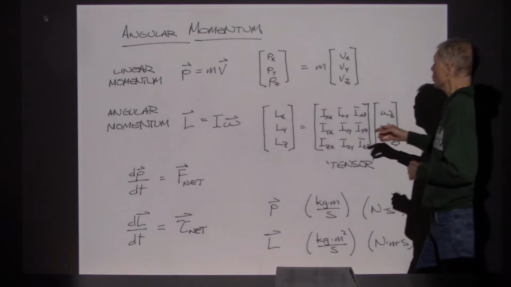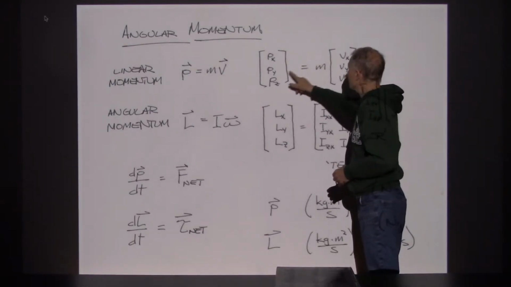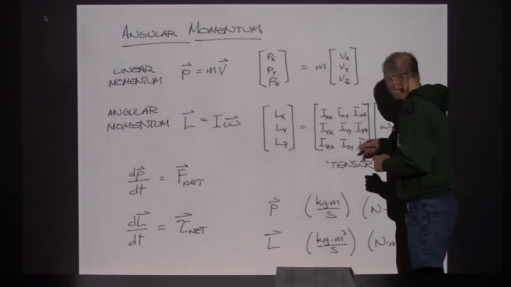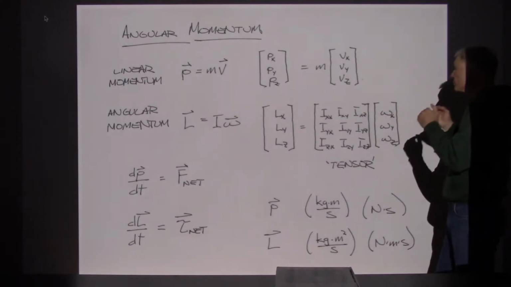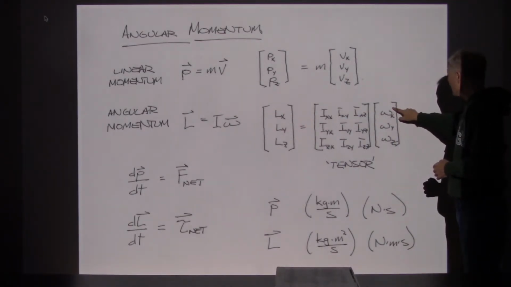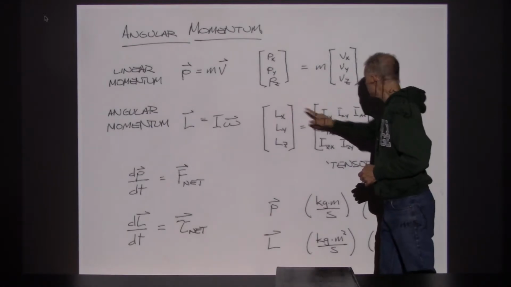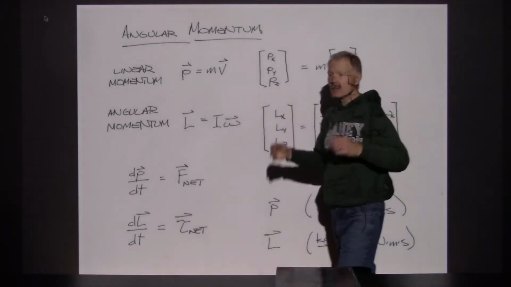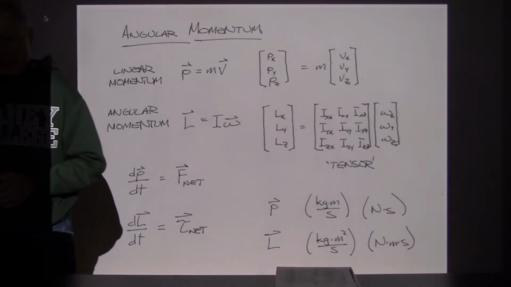It's not like linear momentum where each component of momentum just depends on the corresponding component of velocity. The fact that we got a matrix here says that the angular momentum in the x direction could depend on angular velocities in the x, y, and z. All three of these could contribute to Lx, and all three of these could contribute to Ly, and so it's a little more complicated, or it's a lot more complicated, but we're not going to go there.